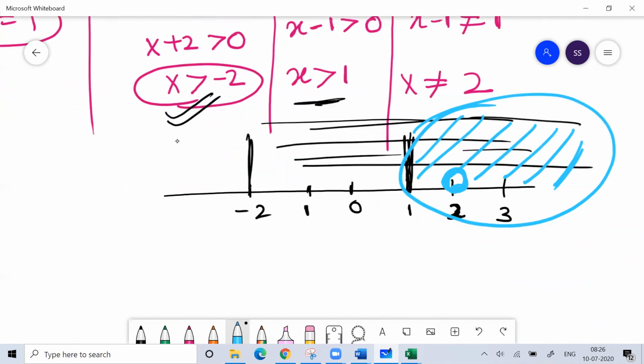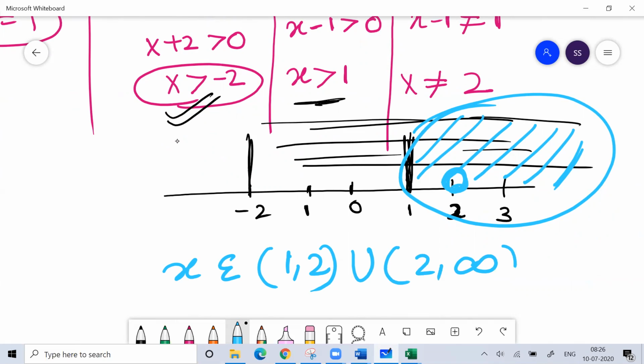What can I write? I can write x as the union of the interval from 1 to 2, then the union of the interval from 2 to infinity, because x should not be equal to 2. Or I can write from 1 to infinity, and then I need to subtract the value 2. That way we can determine the value of x. That should be the area which is common in both.